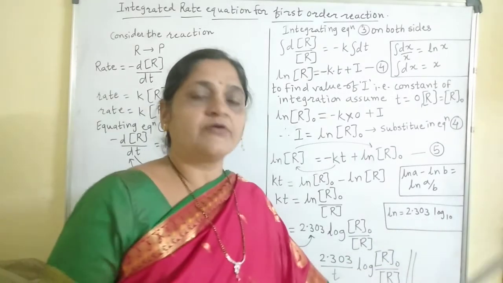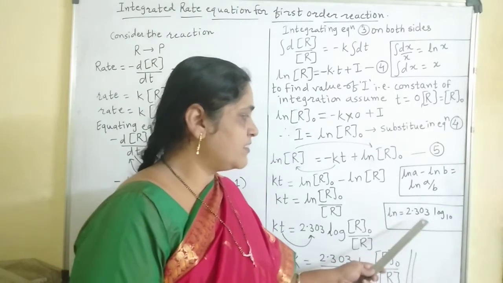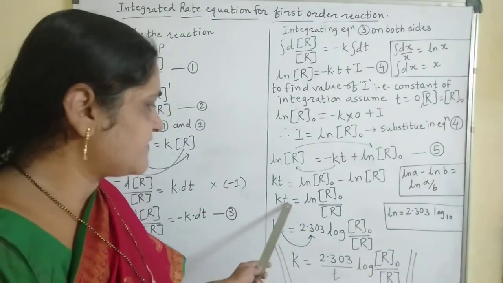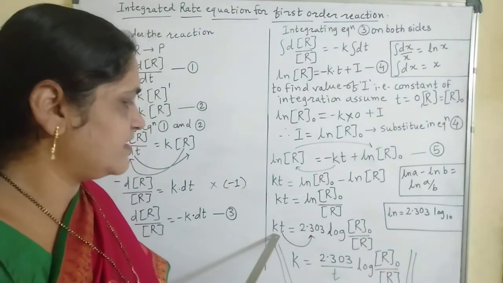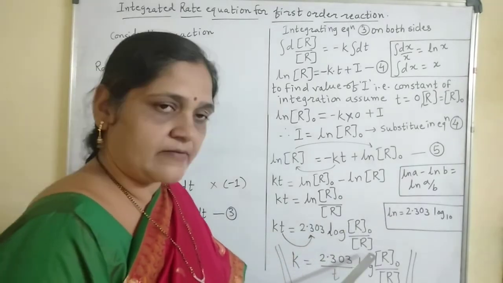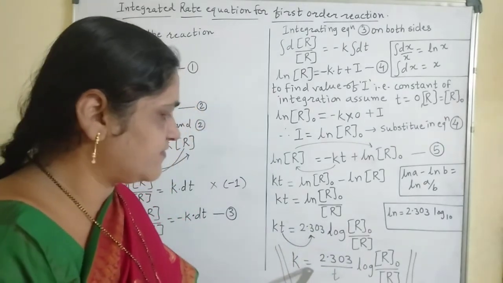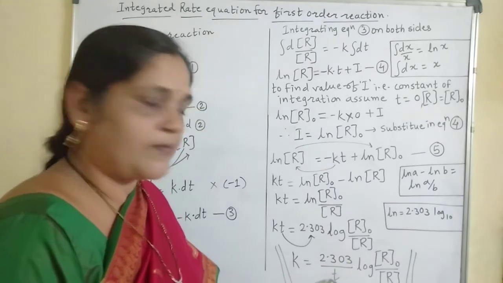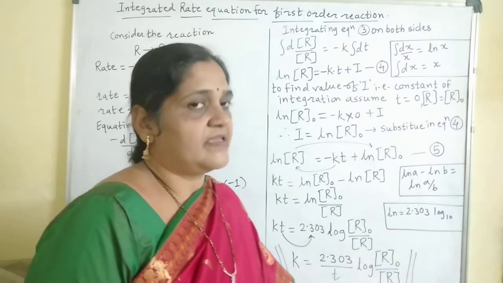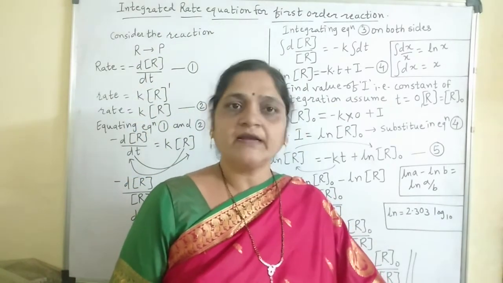That is, we are going to convert from natural log to base 10, and therefore you have to multiply it with 2.303. So this equation can be written as Kt is equal to 2.303 log of R0 upon R. Now, t we are bringing to this side. Therefore, K is equal to 2.303 upon t into log of R0 upon R. This is the equation we have got for the rate constant of a first order reaction.